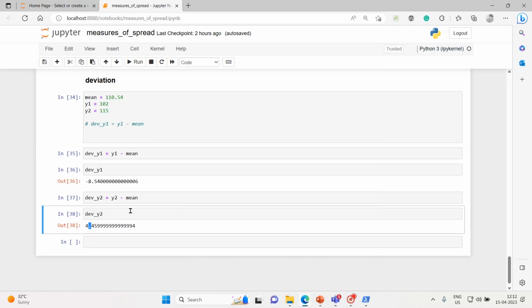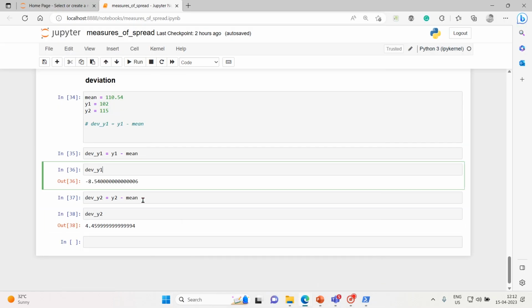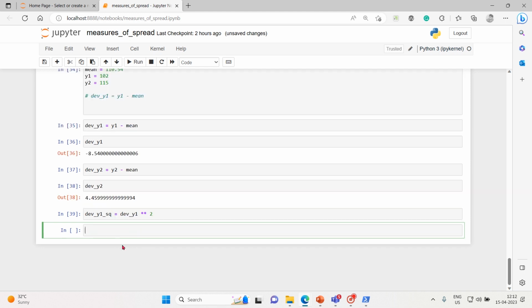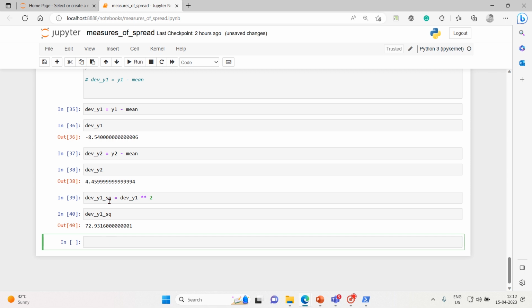So with this it's not enough for me. What I'm going to do is square the deviation, so the squared deviation is equal to the deviation to the power of two. That's it. This is mine. Now the negative value has been converted into a positive. Now I'll do the same with the second one.